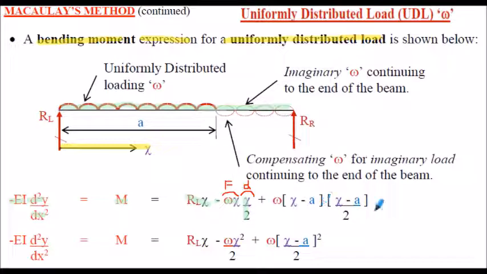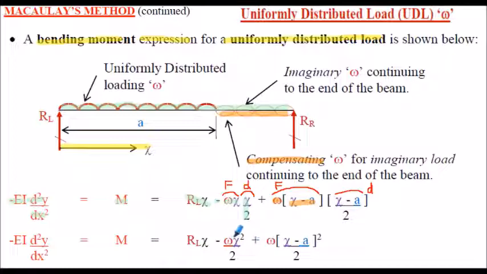This third term of the omega multiplied by the x minus a is considering this UDL, the compensating UDL that we've added to the beam's loading, which is equal and opposite to the imaginary loading. So once again, the omega multiplied by the x minus a is the force, and then the x minus a divided by 2 is the distance. So our moments are always forces times distances. This is the x minus a divided by 2.